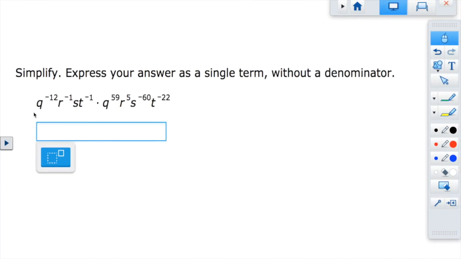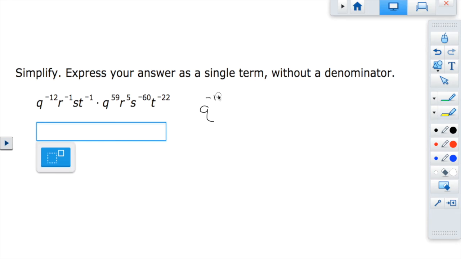Okay, this one, now we have more than one base. But basically I'm just looking at this. I have 1, 2, 3, 4 different bases. I have a Q, an R, an S, and a T. And over here, there's your multiplication sign, a Q, an R, an S, and a T. So I'm just going to do exactly what we did, but I'm just going to do 4 separate problems. Okay? And then put it all together at the end.